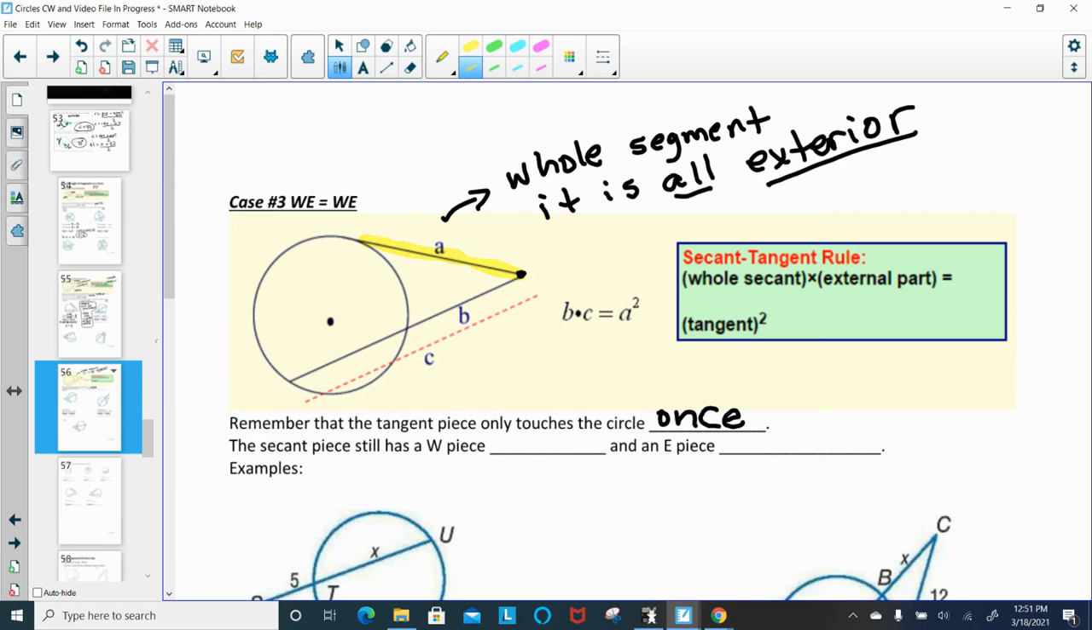See that length that's labeled A? That is the whole segment. There is no inside the circle piece. It doesn't go that far. It touches the circle once and stops.